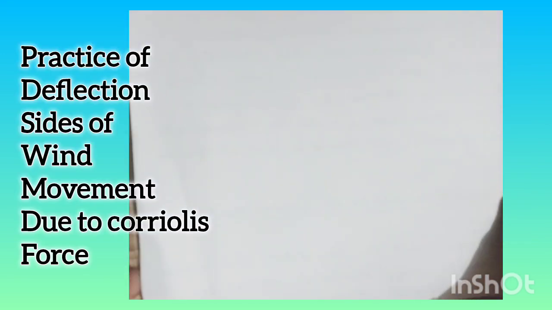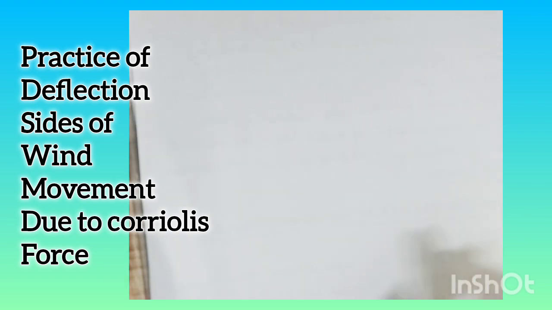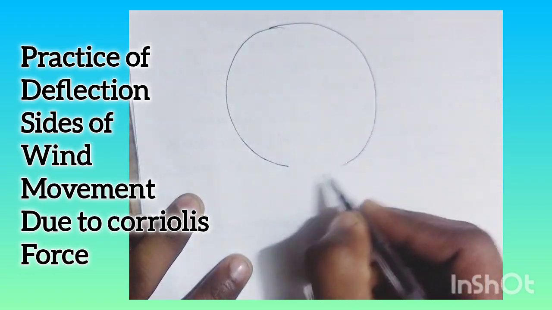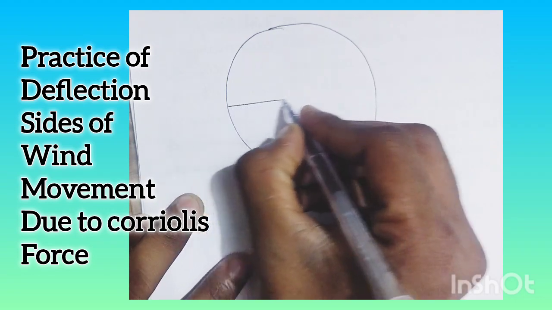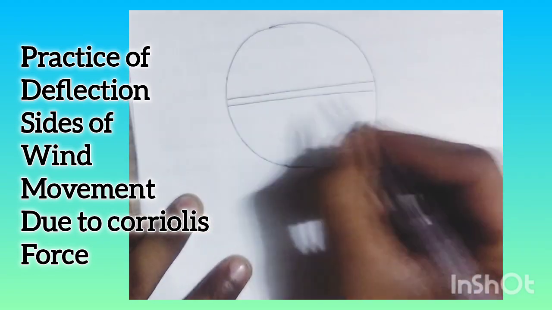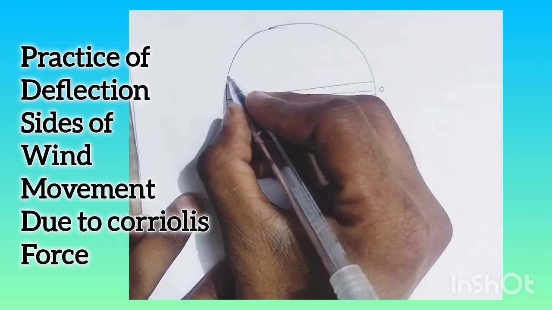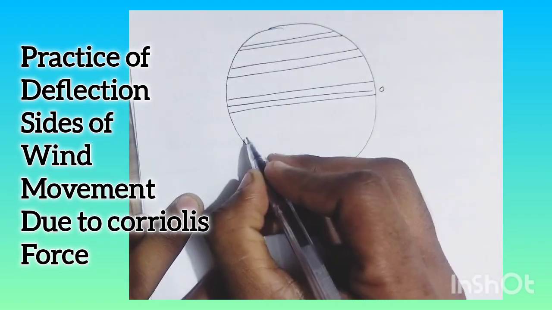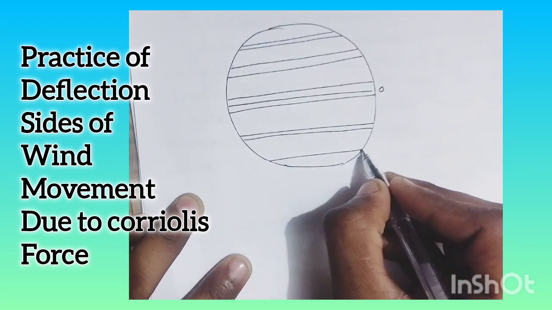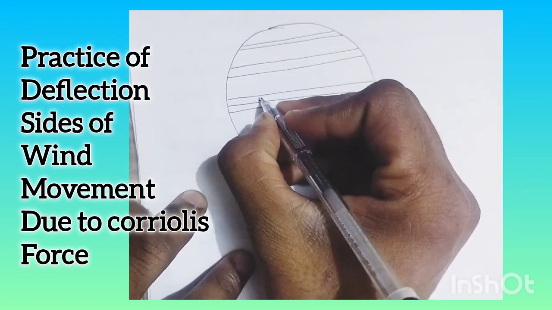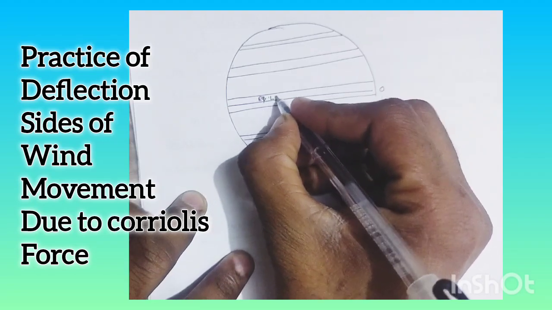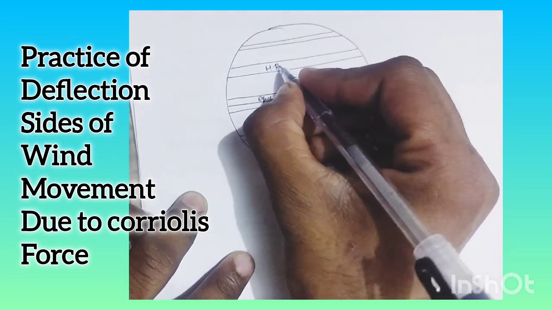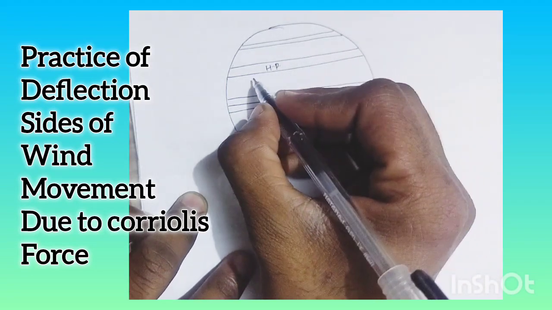Let us now understand the deflection of the winds in the different pressure belts. Let us assume this is our Earth, and this is our equator, 0 degree. This is our equatorial low pressure belt, and this is the high pressure belt. So the wind will move from here to here.